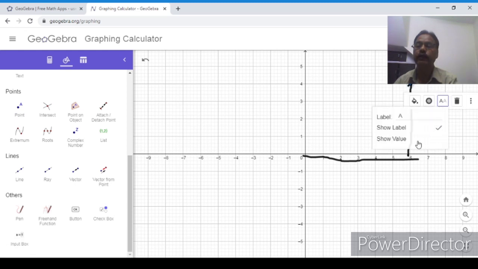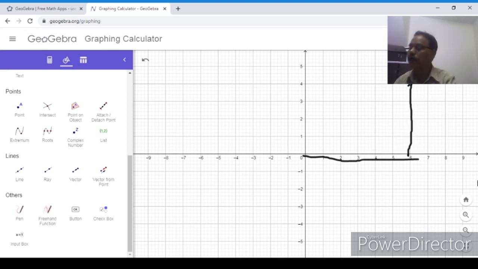Yes, find its value. Yes, it is exactly 6, 4. Now we want to plot the point 8, -3. Plotting 8, -3 means we shall move 8 units on the x-axis in the positive direction. So we are moving here 8 units: 1, 2, 3, 4, 5, 6, 7, 8. 8 units on the x-axis and -3 towards the y-axis negative side.